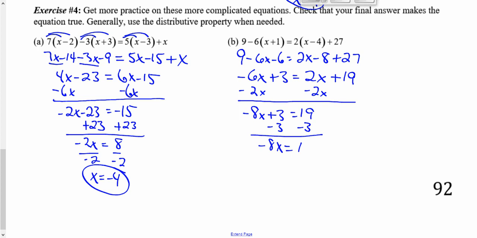-8x equals 16. Divide by -8. So that's, yeah, can't be pi, right? -2. All right?